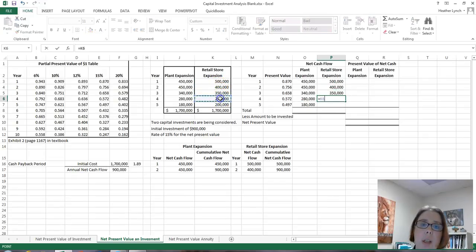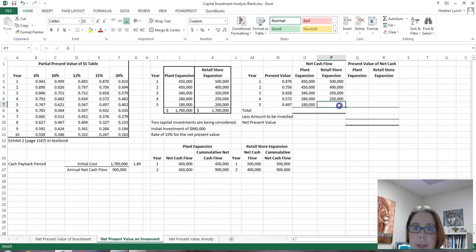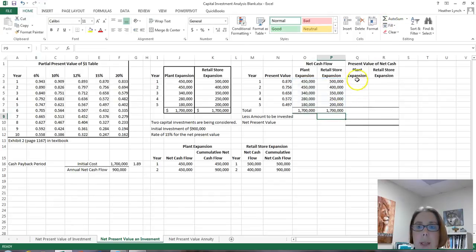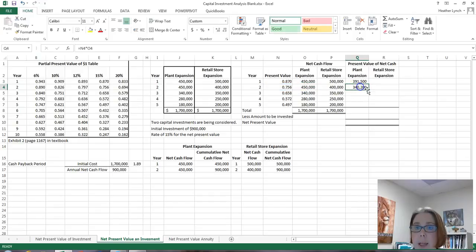This one we did just a little bit different. Let's fix that. Sorry, must have done that too fast. Let's total these, make sure that we balance. If we did not balance, we need to figure out what we did here. Okay, the present value of the net cash: we take our present value times our net cash flow for our plant expansion. We go down the list.